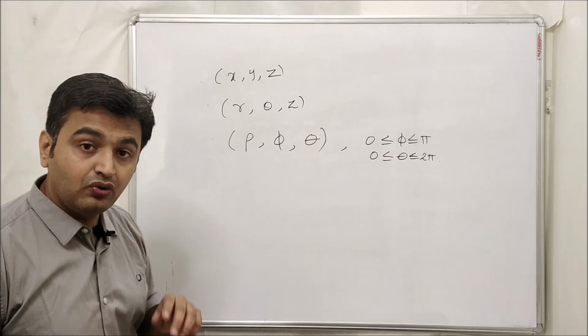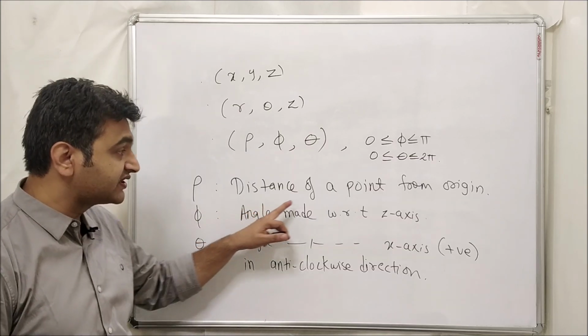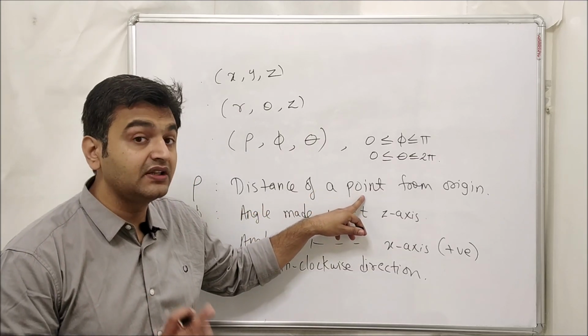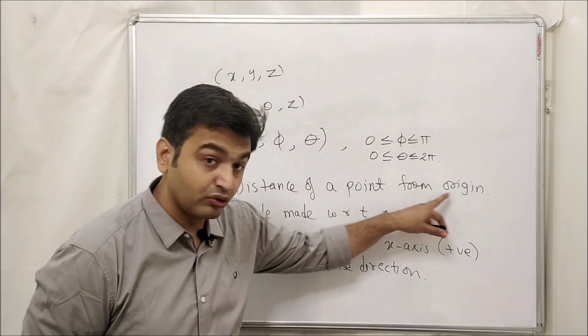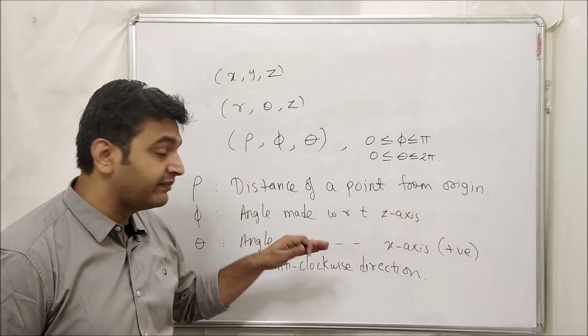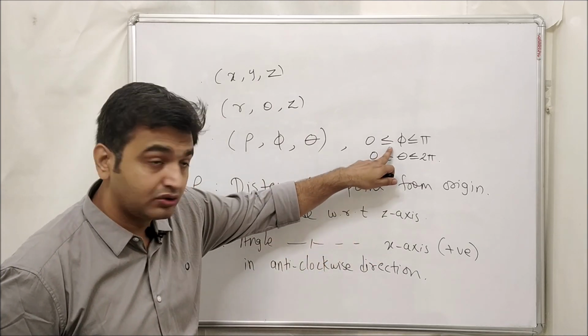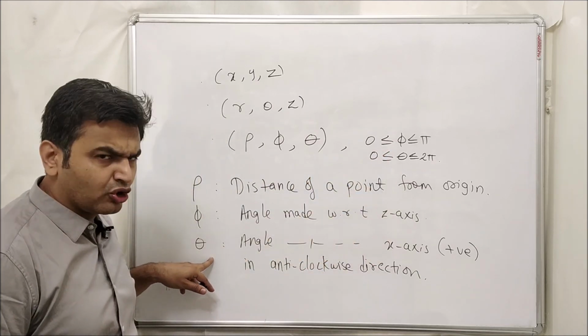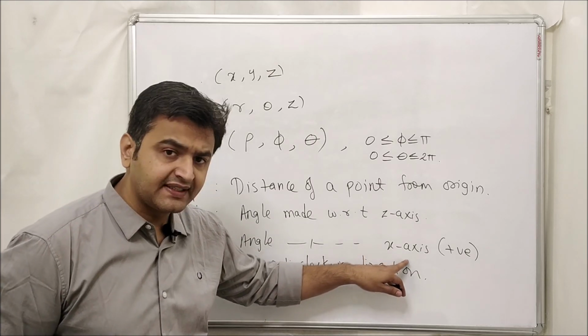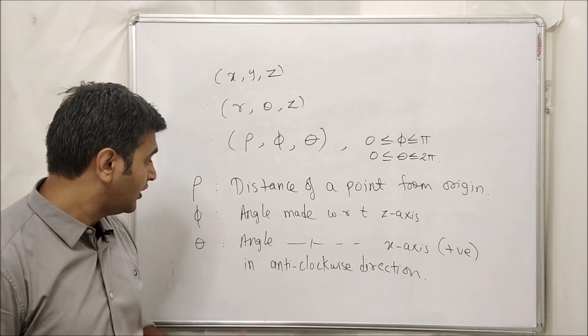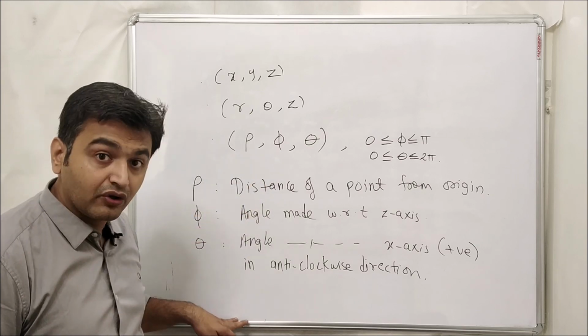So that's the difference between these three coordinate systems. Now, what is rho? Rho is the distance of a point, the point in three-dimensional space, from the origin. Your phi is the angle made with respect to the z-axis, and I will let you know how. This is the restriction on phi. And theta is our normal angle made with respect to the positive x-axis in the anti-clockwise direction. So this is what the notation stands for.